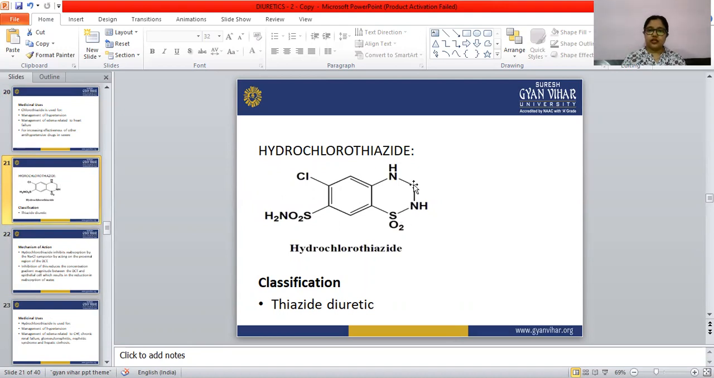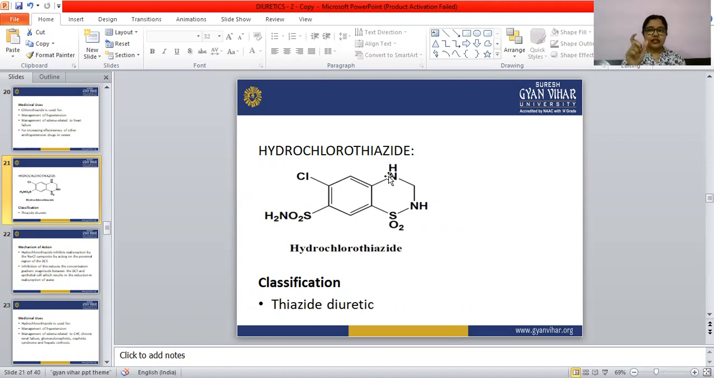Numbering 1, 2, 3, this position and this position, the third and fourth position, and this comes under the category of thiazide diuretics. The SAR of chlorothiazide and hydrochlorothiazide is the same, but chlorothiazide has the double bond. Hydrochlorothiazide is more potent than chlorothiazide because there is no double bond between the third and the fourth position.